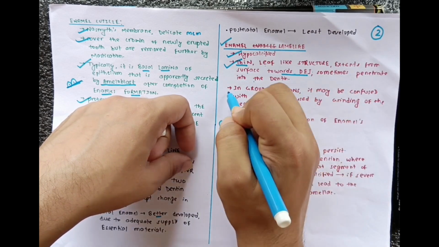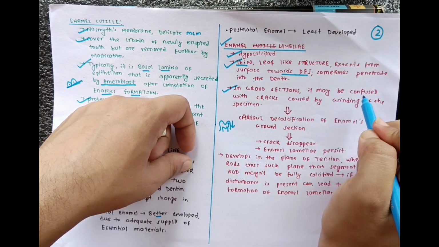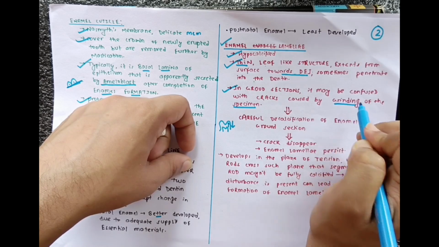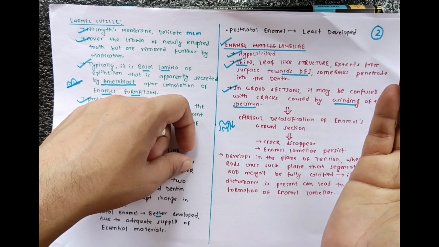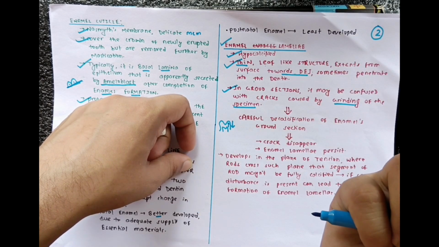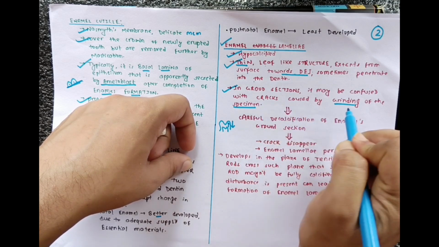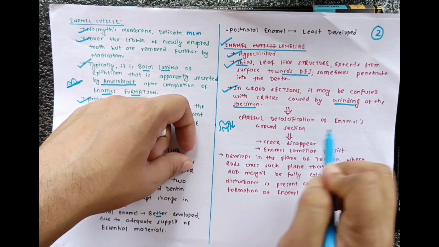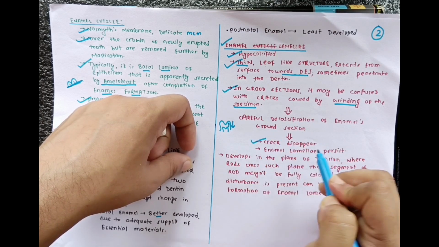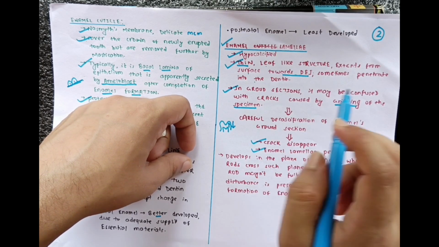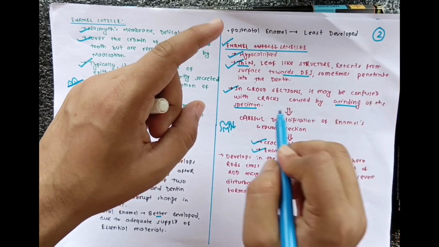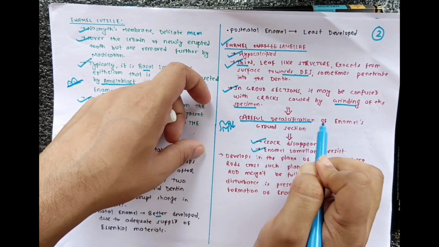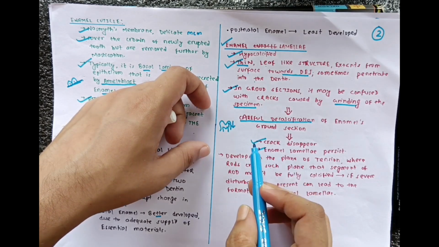Now, in the ground section, this point is also important. In a ground section, it may be confused with the cracks caused by the grinding of the specimen during the preparation of the slide. But when we do careful decalcification of the enamel's ground section, the cracks disappear and the enamel lamellae persist. So it shouldn't be mistaken for cracks; they persist even after careful decalcification of the enamel's ground section.